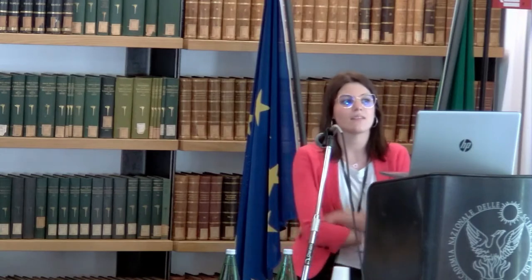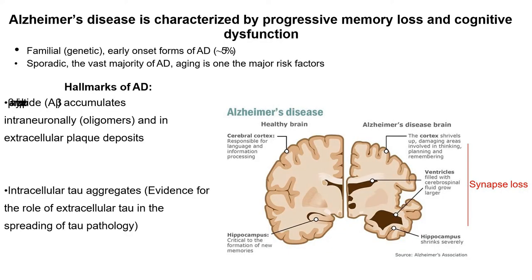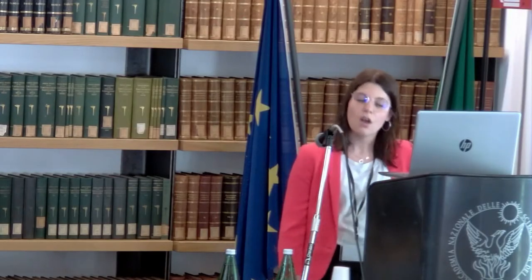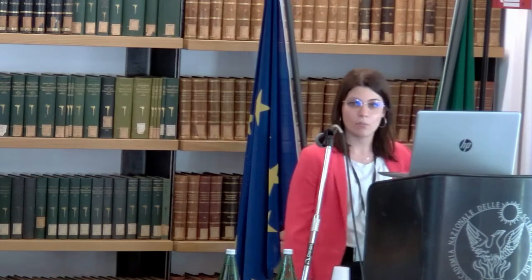Alzheimer's disease is characterized by progressive memory loss and cognitive dysfunction. It can have a familial or, in most cases, a sporadic origin. The main pathological features of AD are the accumulation of beta-amyloid peptide intraneuronally and in extracellular plaques, and the formation of tau aggregates. The brain of Alzheimer's disease patients undergoes synapse loss, mostly in ventricles and hippocampus, which are the main niches of adult neurogenesis.